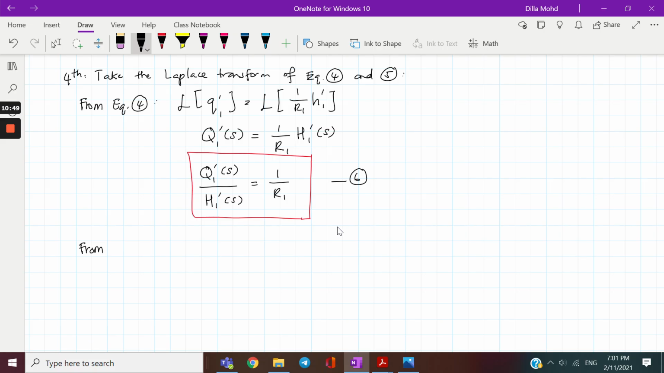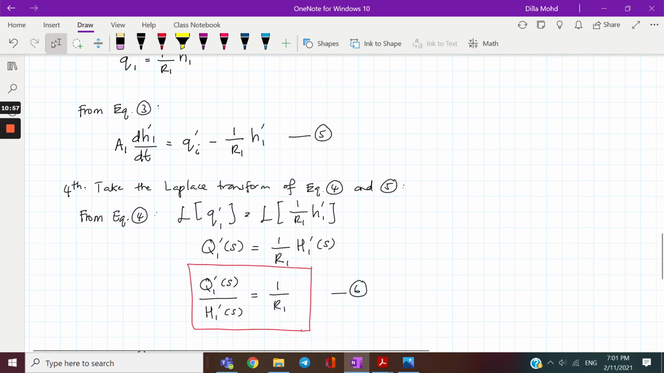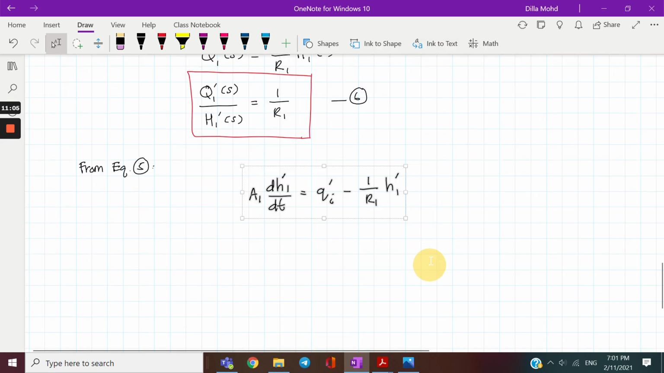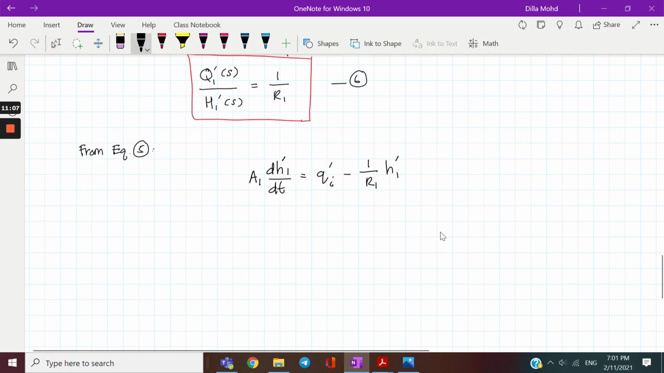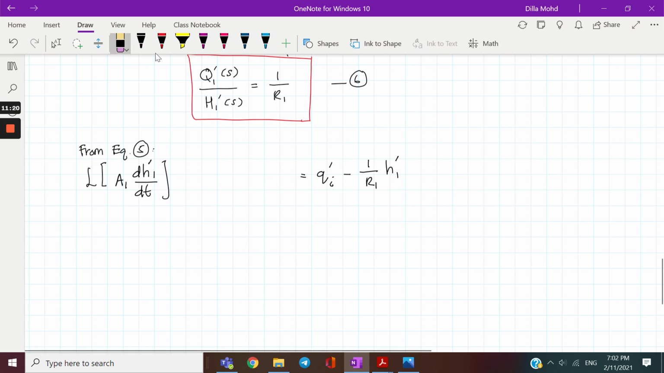You also need to take the Laplace transform of equation 5. Where is my equation 5? Okay, I have it here. You can bring that down, and let's take the Laplace transform of each term.